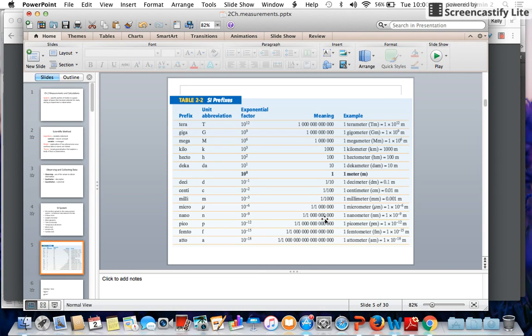So that's nanometer. They're using that a lot in nanotechnology, having these small little things that they can send into the human body, maybe to cure cancer. So that's what they're using there, nanotechnology. Pico, 10 to the negative 12th, so it's really, really small. And then 10 to the negative 15 is femtometer. And then 10 to the negative 18 is attometer. So it's really, really, really small.